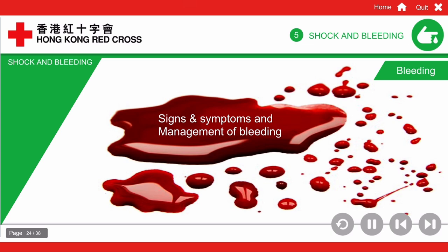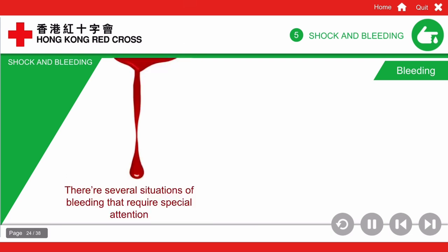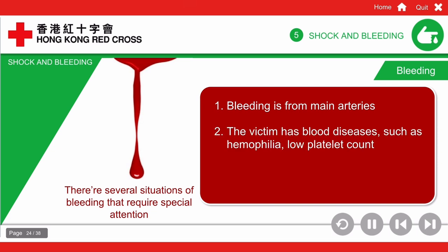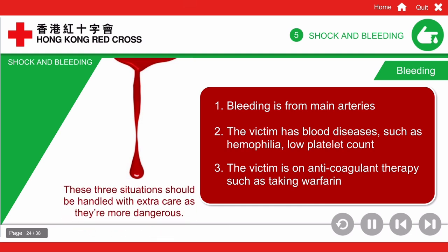Then we'll talk about the signs and symptoms and management of bleeding. Bleeding means loss of blood from the damaged blood vessels, which can be categorized as external bleeding and internal bleeding. There are several situations of bleeding that require special attention. First, when bleeding is from main arteries. Second, when the victim has blood diseases such as hemophilia, low platelet count. And third, when the victim is on anticoagulant therapy, such as taking warfarin. These three situations should be handled with extra care as they are more dangerous.